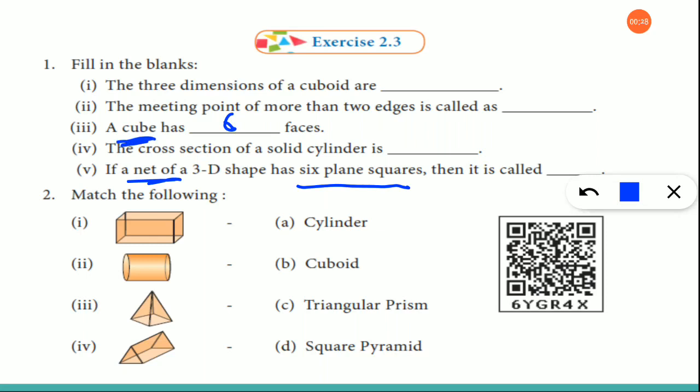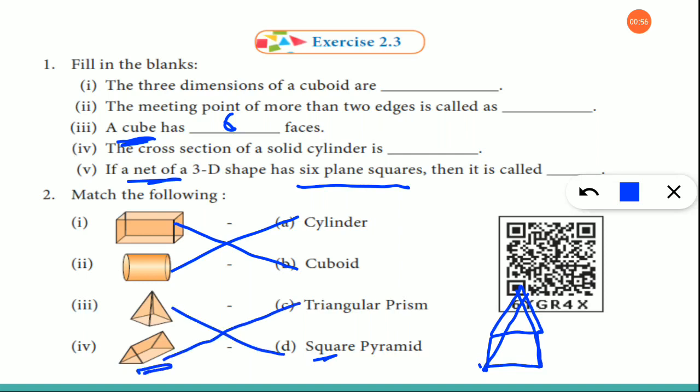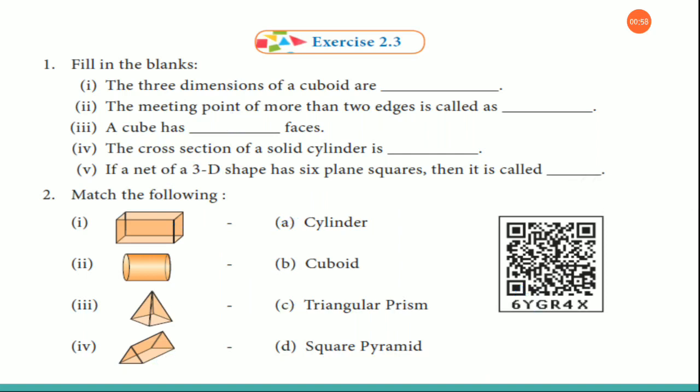Okay. Next, match the following. What is this first shape? It is a cuboid. The second one, it's a cylinder. The next, third one, look at the bottom. There is a base in the shape of a square and a pyramid is raised on top. Okay, children? Next, what is this shape? Then it is called a triangular prism. Clear? Shall we move on to the next one?